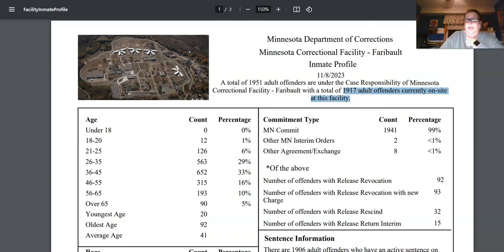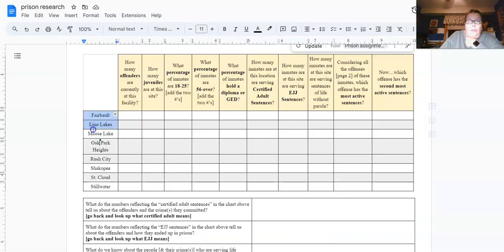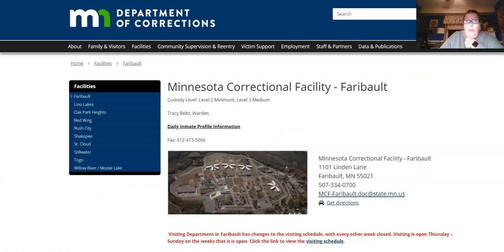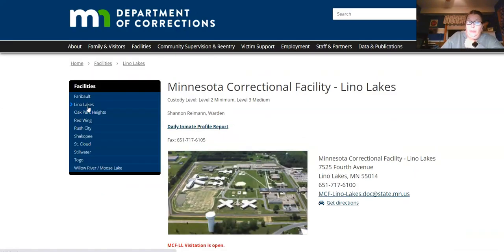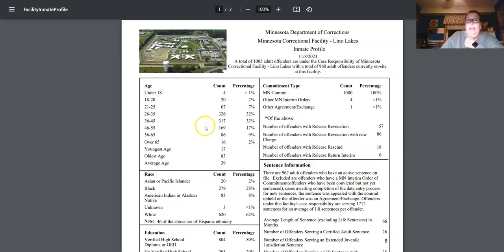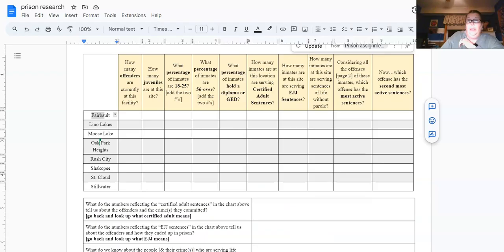So this is where I would find it for every one of these prisons; it is going to be the same location. So if I want to go to Lino, I'm going to open up Lino. I'm going to go to the daily inmate profile report, and I'm going to find something that looks the same as Faribault does, but it's going to have different numbers. So keep in mind, you are going to be opening up PDFs for 1, 2, 3, 4, 5, 6, 7, 8 different prisons to fill in this information. So that's the first box.